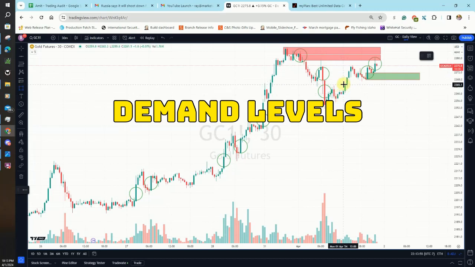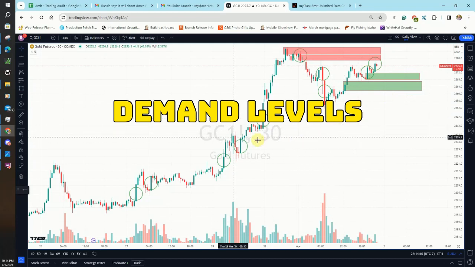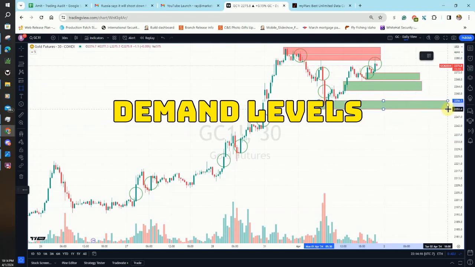After we've created the supply zones, we work our way from right to left and begin to arrive at demand levels. Again, looking for conviction candles, followed by rejection candles, candles that may wick into these levels, but do not close into these levels. These are indication or confirmation that you've accurately represented the demand level.